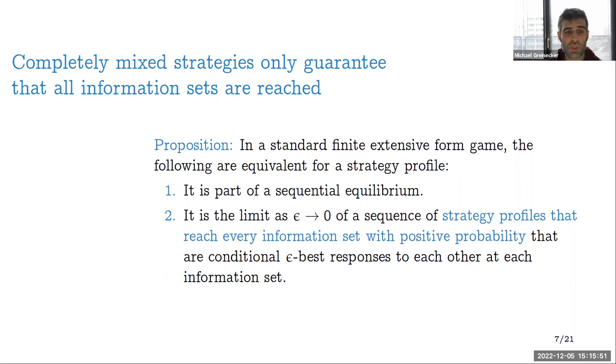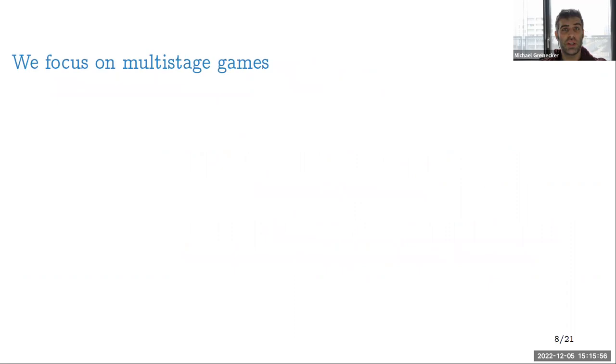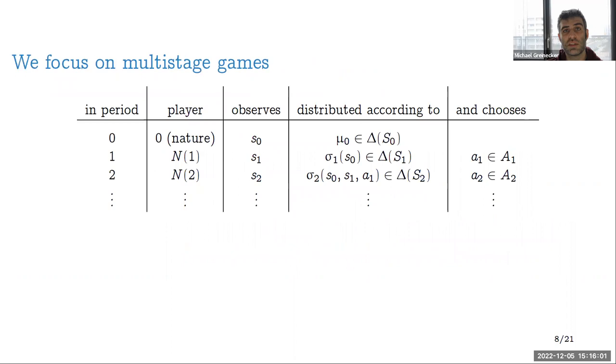So what kind of games are we looking at? We're looking at multi-stage games. Time is discrete, and they are like periods. The time horizon is infinite. Of course, you can restrict yourselves to finite games. In the first period, period zero, nature is active, and nature is only active in period zero.